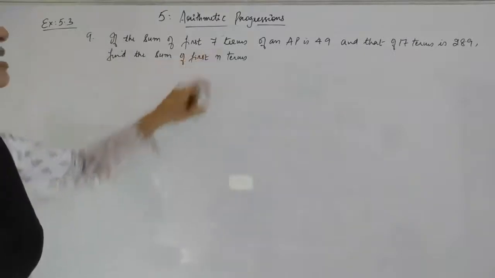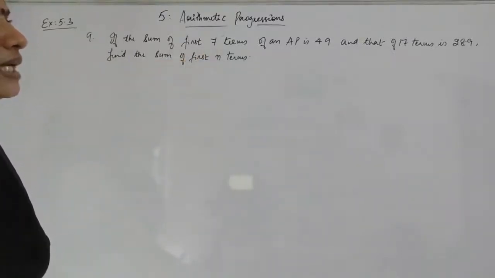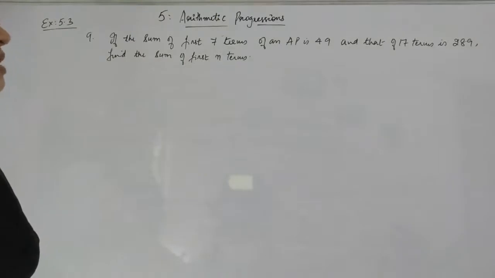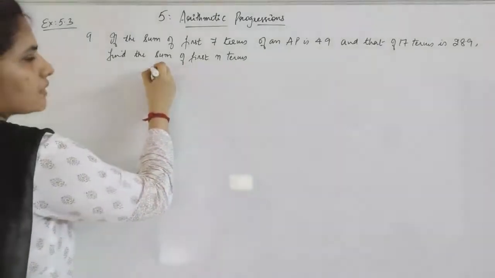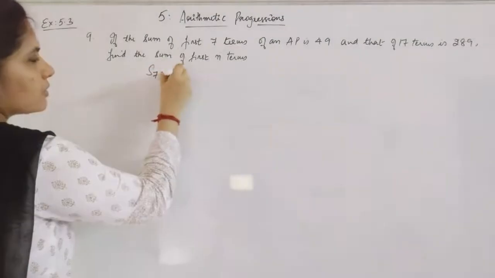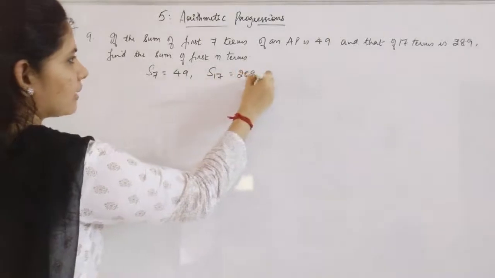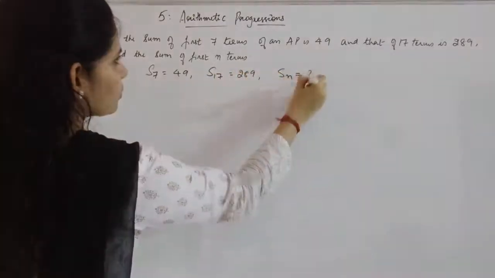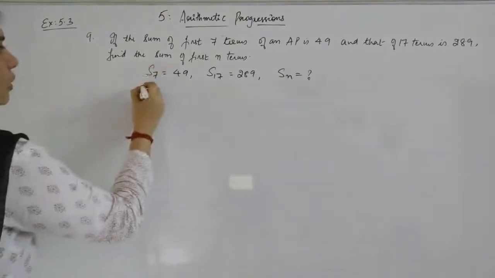If the sum of first 7 terms of an AP is 49 and that of 17 terms is 289, find the sum of first n terms. Okay, so what is given? Sum of first 7 terms means S7 is given to be 49, then S17 is given to be 289, and you have to find out what Sn is equal to. That means your answer for Sn will be in terms of n. Okay, so what is Sn?